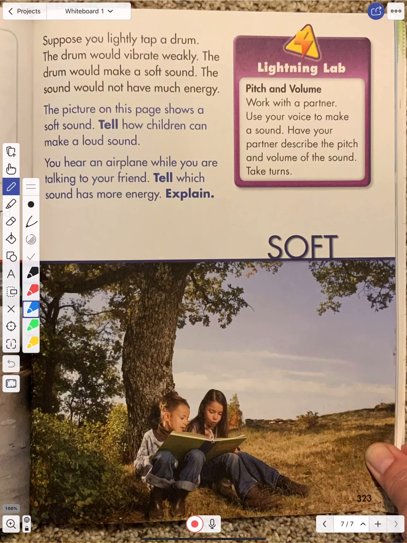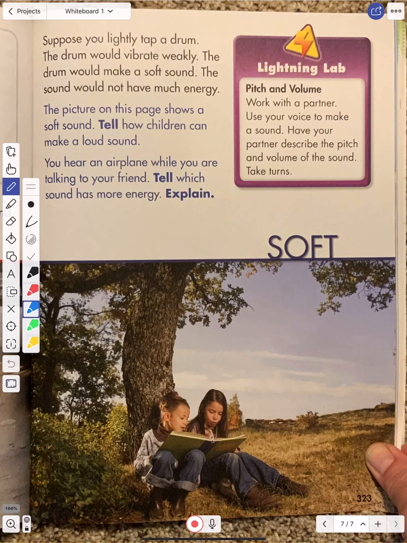You hear an airplane while you're talking to your friend. Tell which sound has more energy and explain your answer to someone. So if you're talking with a friend and an airplane flies nearby, where you would definitely be hearing it, what would have more energy? Your voices when you're talking or the airplane?